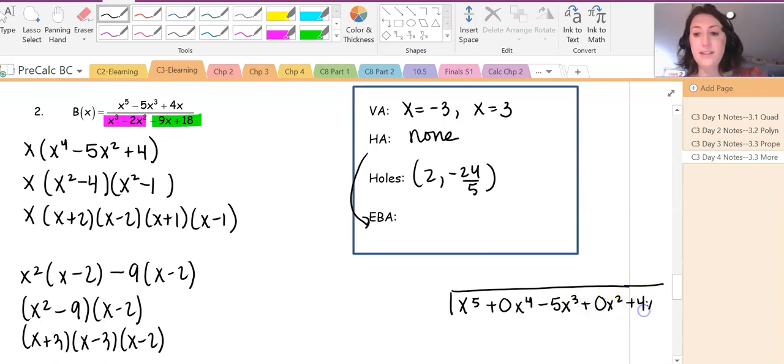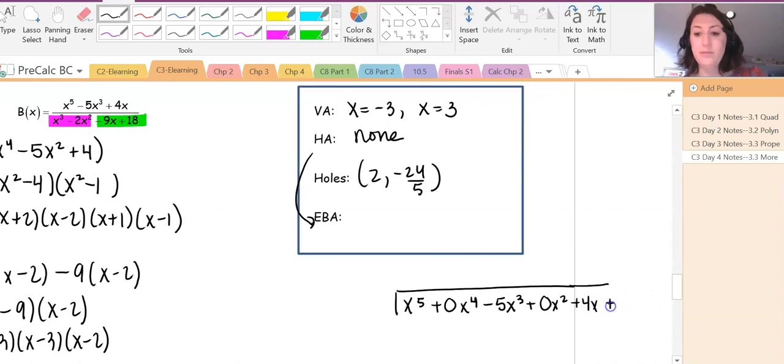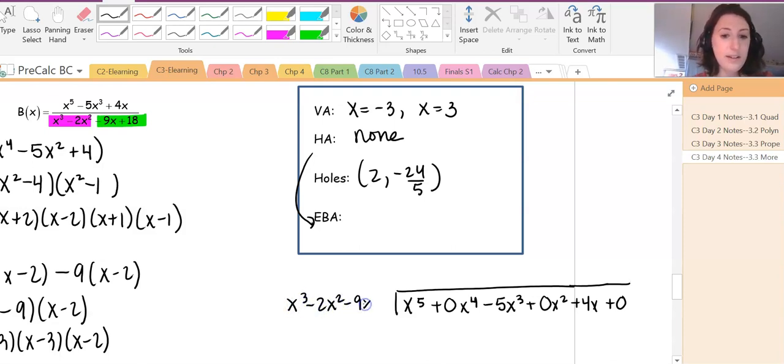Plus 4x. And then I'm going to put a placeholder at the end as well, since we don't have a constant. X cubed minus 2x squared minus 9x plus 18. Okay, and here we go.